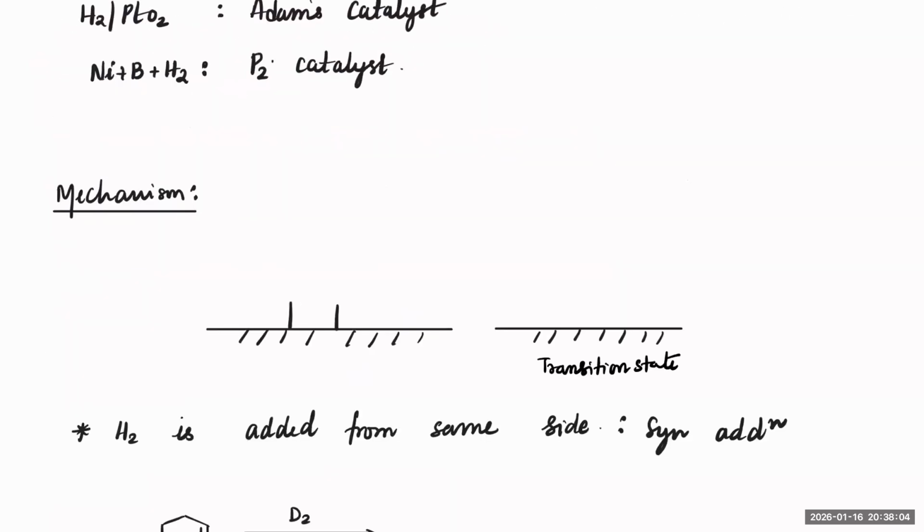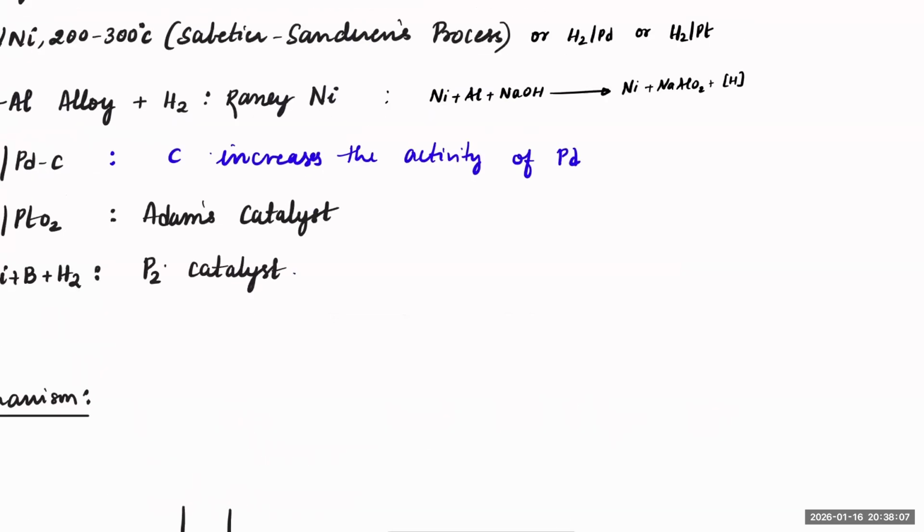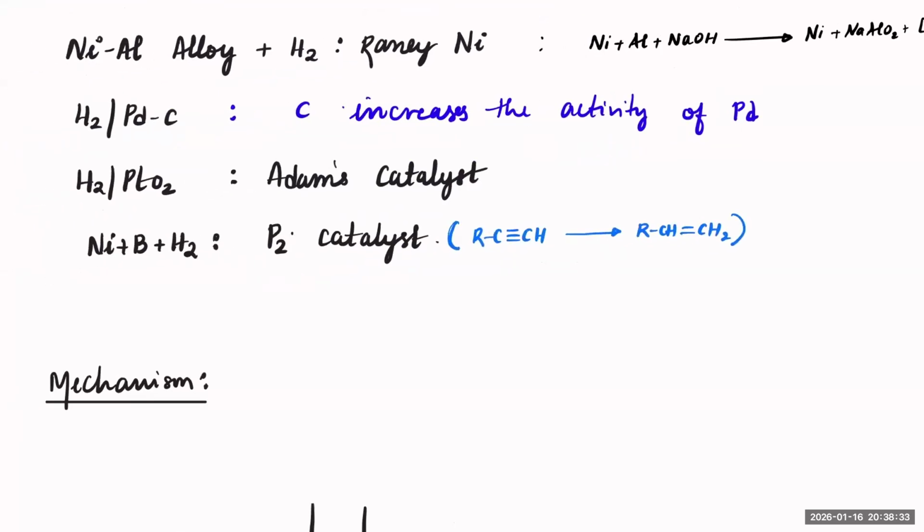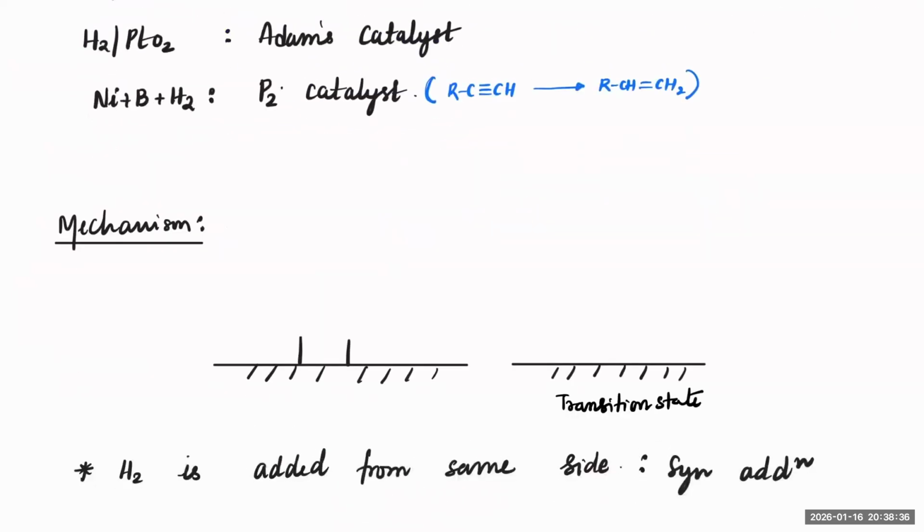Well, the last one has one small bit of difference here. In the case of the last one, what you would notice is that alkynes, let's say, C triple bond CH3 like this, can convert into an alkene, but not go further towards the alkane. That is the role of the P2 catalyst.